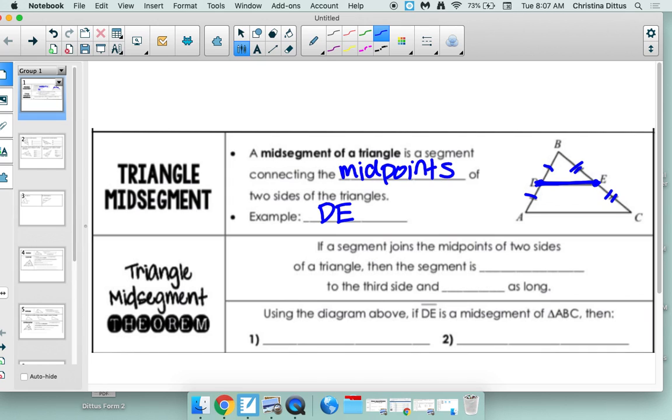Okay, the fancy thing about midsegments is that the midsegment is parallel to the third side. And it is also half as long. So obviously DE intersects two sides of my triangle, so those aren't the two it's parallel to. The one it is parallel to is AC. So we can throw little arrows in there. So DE is parallel to AC.